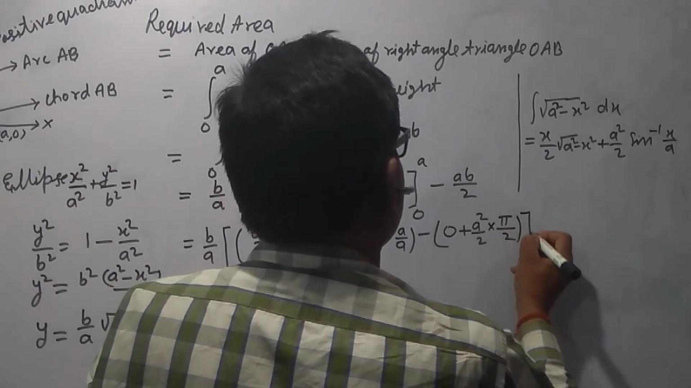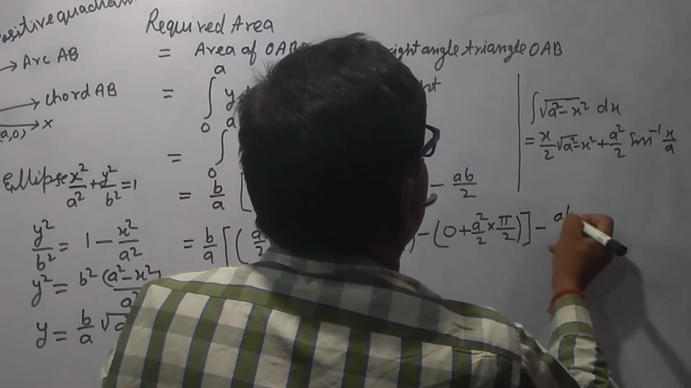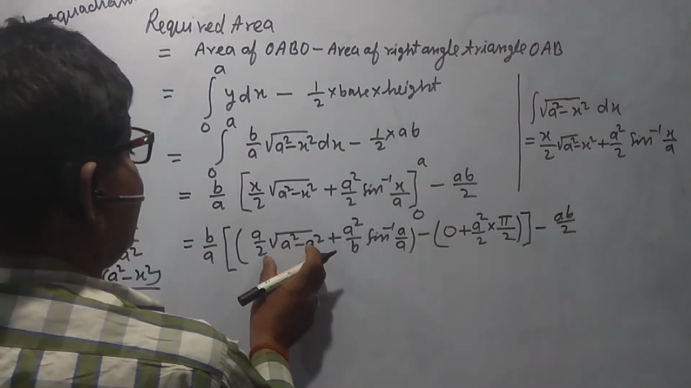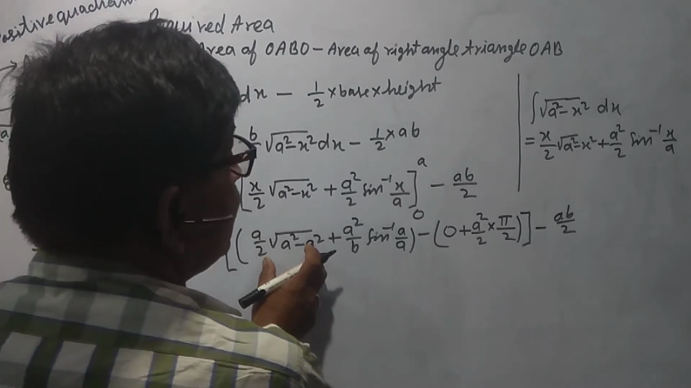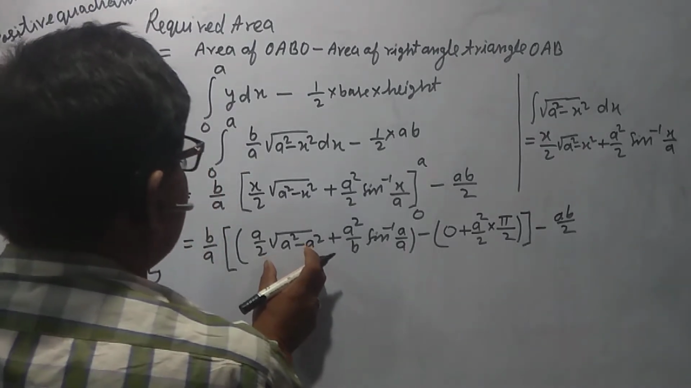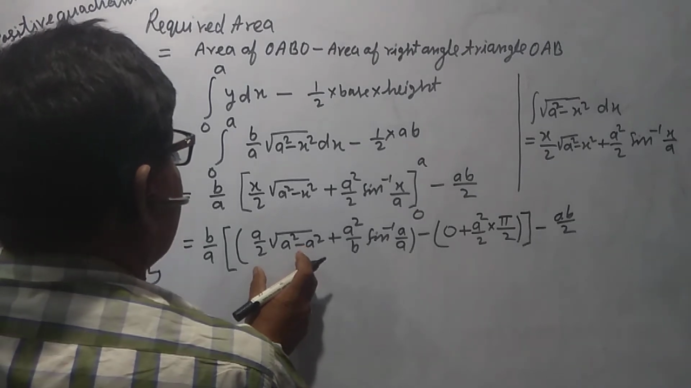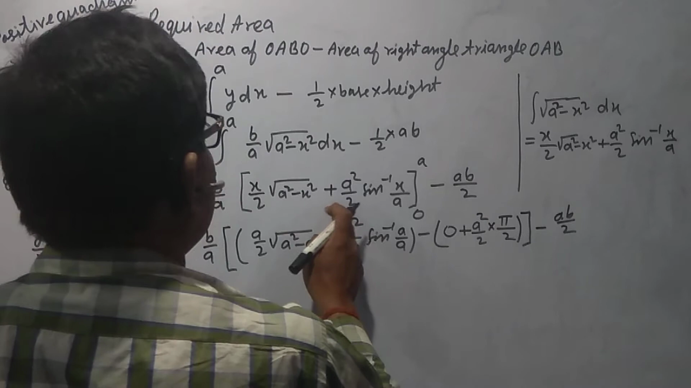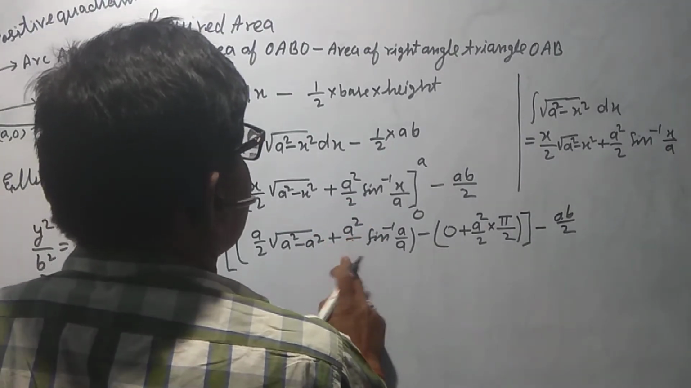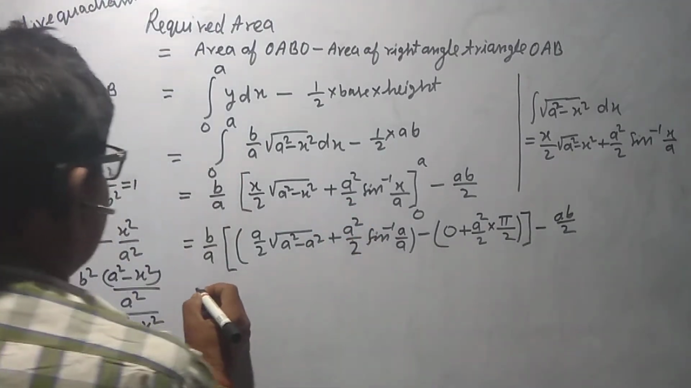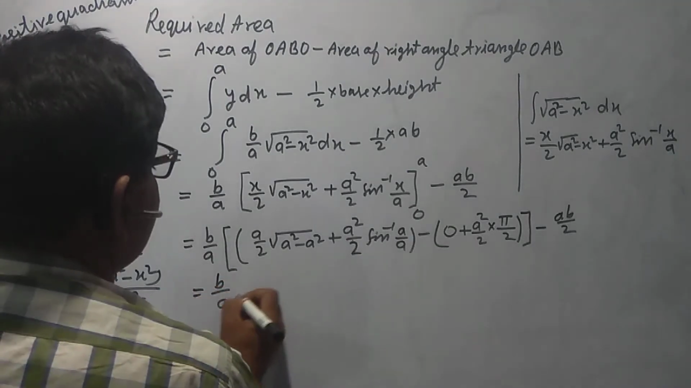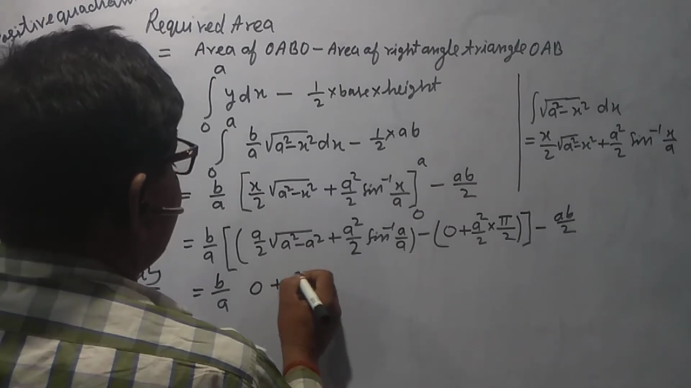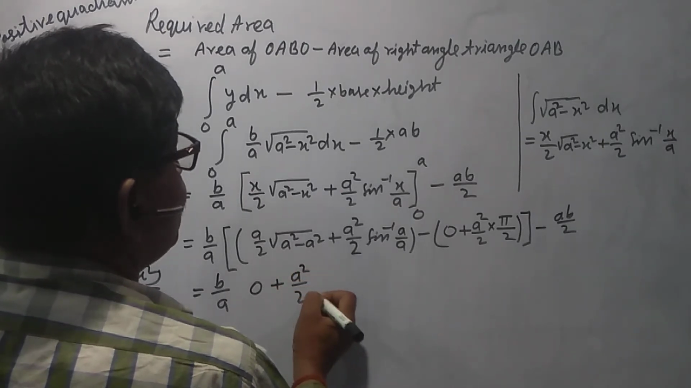Now minus ab by 2 here. Now this is also equal to 0. This is also equal to 0 here, and this is a square by 2 here. b by a, this is equal to 0 plus a square by 2.